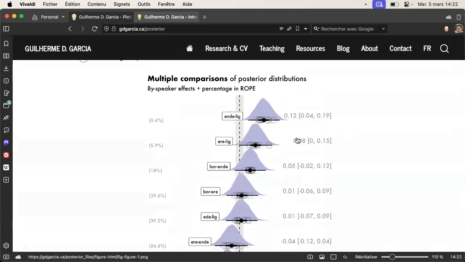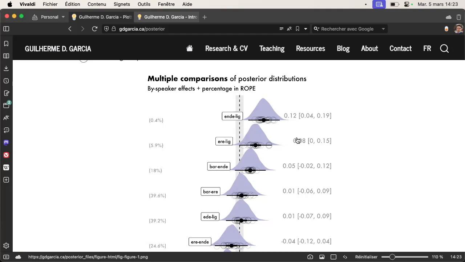But on the left-hand side, there's a percentage. And the percentage is just telling you how much of the distribution is inside the region of equivalence. So that it's more of, instead of using a single criterion to say, yes, we found a result versus no. Of course, if the distribution is far away from zero, there's no debate, right? But the interesting situation is when the distribution is around zero, but where zero doesn't occupy the center of the distribution. That's when there's debate, right? How far from the center of the distribution should zero be for me to say, yeah, there's some evidence here.